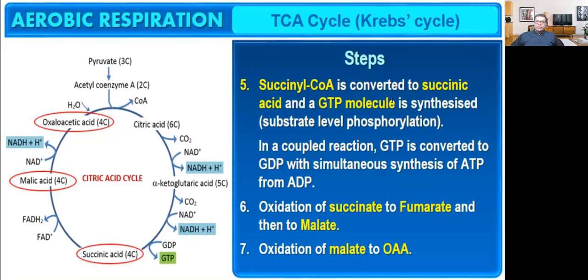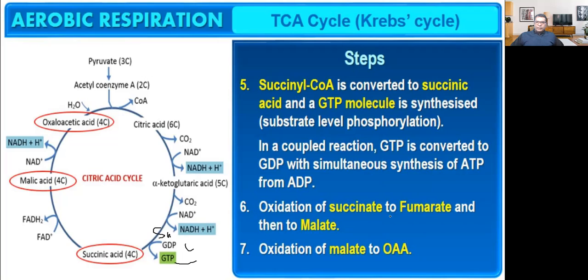Succinyl coenzyme A is converted to succinic acid, and a GTP molecule is synthesized by substrate level phosphorylation. So GDP will be converted into GTP. Succinyl coenzyme A should be written here, but it is not showing. So ultimately there is one product between alpha ketoglutaric acid and succinic acid, that is succinyl coenzyme A. This will be converted into succinic acid.